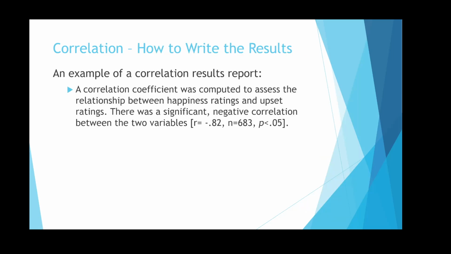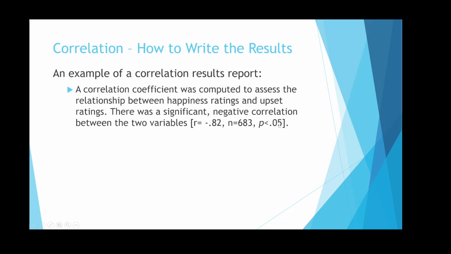Now, how do you write up a technical report of a correlation? Use this as a template anytime you need to write up a correlation in a report. You're going to say something like, a correlation coefficient was computed to assess the relationship between your first variable and your second variable. So in this case, happiness ratings and upset ratings. There was or was not a significant negative correlation between the two variables. So you could have insignificant or you could have positive. Just make sure that aligns with your results.